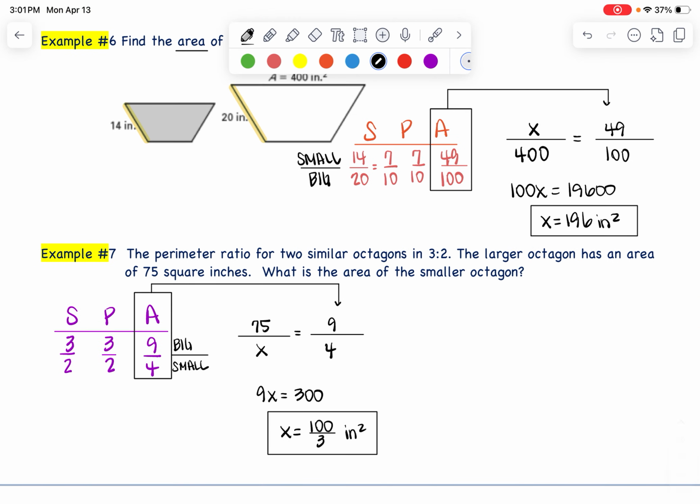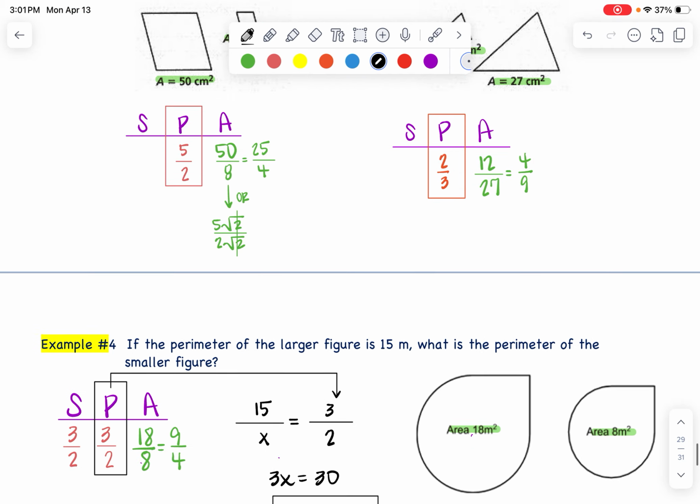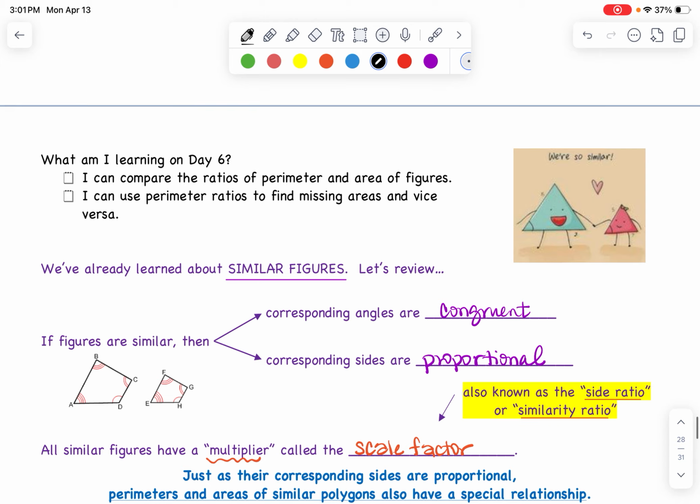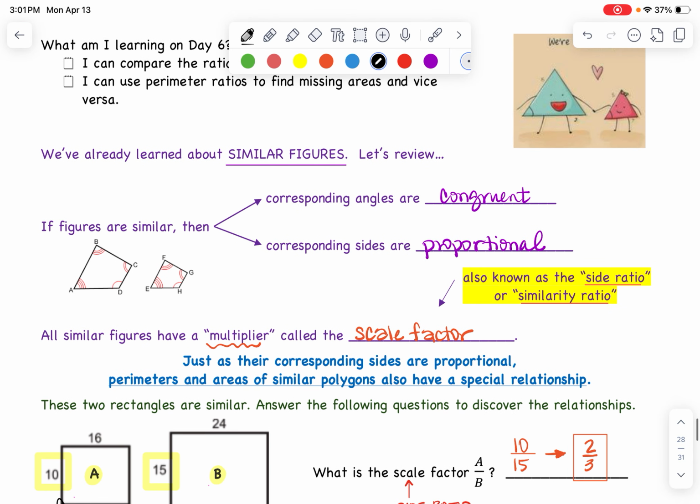So that is our last day of Unit 6, just dimensional change. Remember, if you see the word similar anywhere in this unit, it's going to be a SPA chart question. Just take the extra 5 seconds, set up the SPA chart, and then that's a visual reminder that you need to make sure you're pulling out the correct ratio based on what dimension you're working with in the problem. I hope that makes sense.